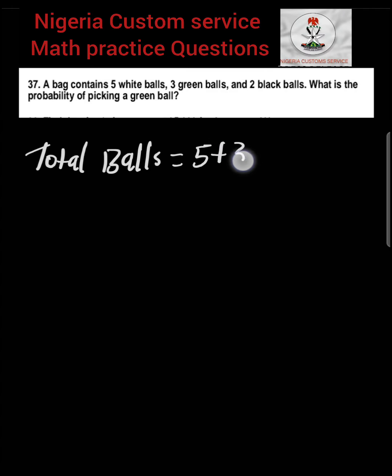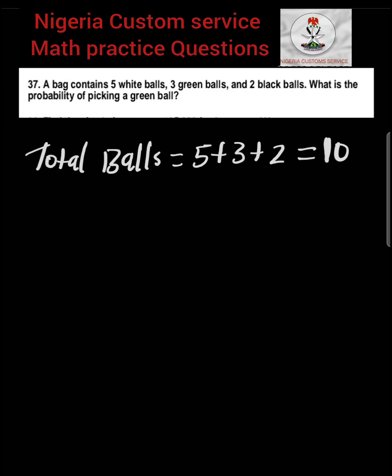Question number 37 reads: a bag contains 5 white balls, 3 green balls, and 2 black balls. What is the probability of picking a green ball? This is a probability question. The first thing we need to do is get our total balls. At first we have 5 white balls, plus 3 green balls, plus 2 black balls, which is 5 plus 3 plus 2, giving us 10. So the total number of balls is 10.